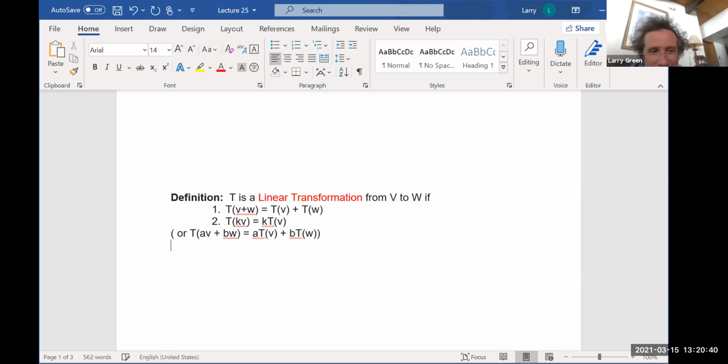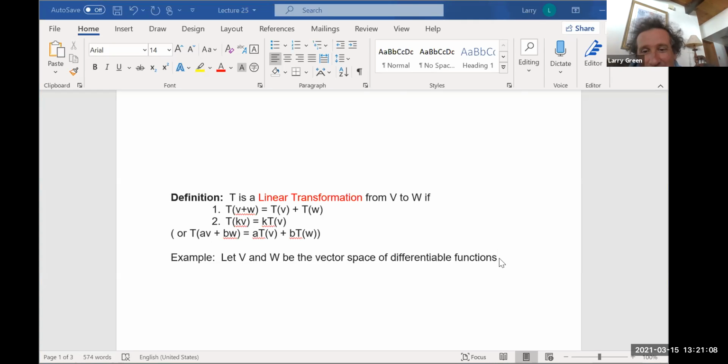Here's an example. It's the most important example. There's two kinds, they're tied. Let V and W be the vector space of differentiable functions. Any guess on what I'm going to let T be? So let T of V, let's call it f because they're functions now.